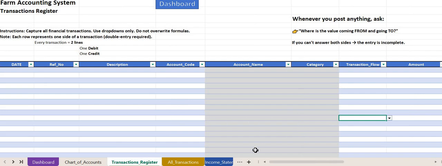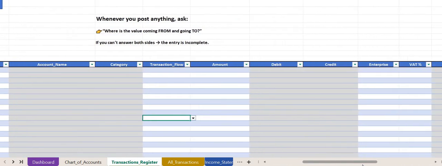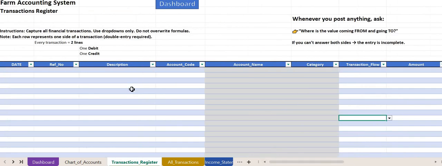Now you'll see that there are grayed out areas. Those are areas that you do not need to type in. As you enter the information, the information that needs to come in here will be auto-populated, so that you do not have to enter everything. We have automated some of the information that we can.